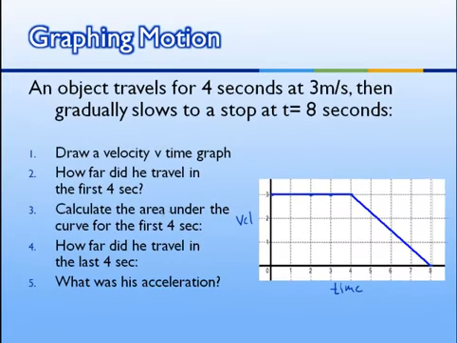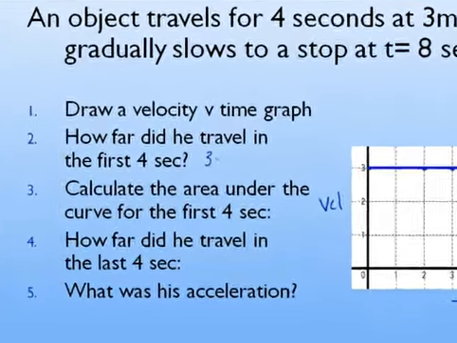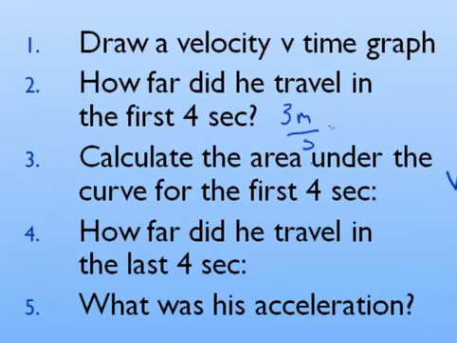Now let's calculate how far he traveled in the first 4 seconds. Since he was traveling at 3 meters per second for 4 seconds, this gives us a very simple 12 meters.